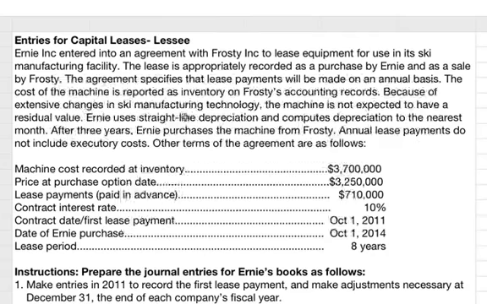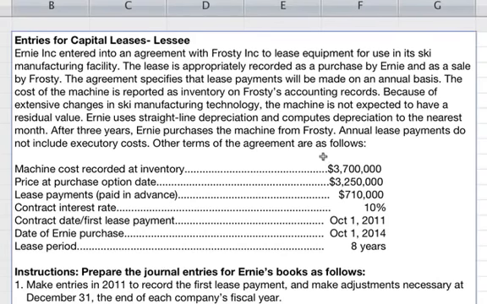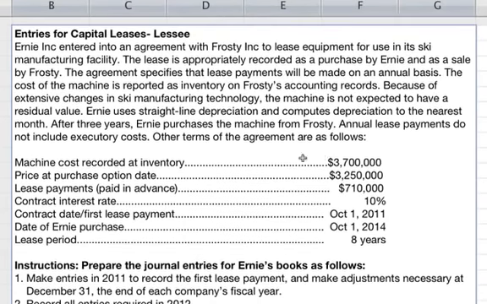This example problem is about entries for capital leases from the lessee side. The problem says Ernie Inc. entered into an agreement with Frosty Inc. to lease equipment for use in its ski manufacturing facility. The lease is appropriately recorded as a purchase by Ernie and as a sale by Frosty.